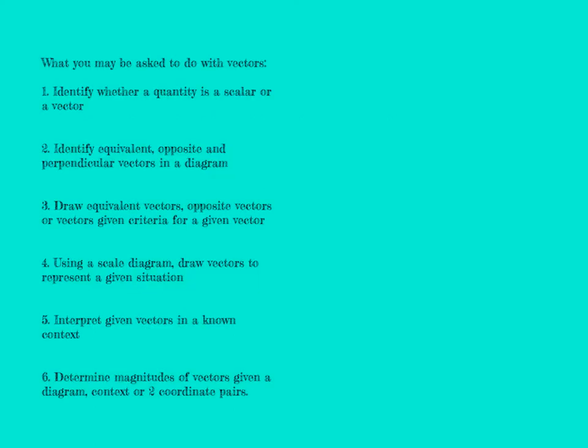So here's a few examples of things that you might actually be asked to do using vectors through the next couple of days. We're going to do things like identify whether something is vector or scalar. So I could ask you to tell me if, let's say, a boat was traveling at 6 knots in a northerly direction. You'd have to tell me if that's vector or scalar. That one would be vector because I'm giving you a quantity and a direction.